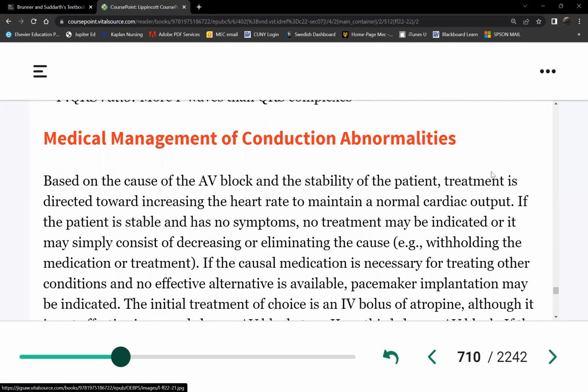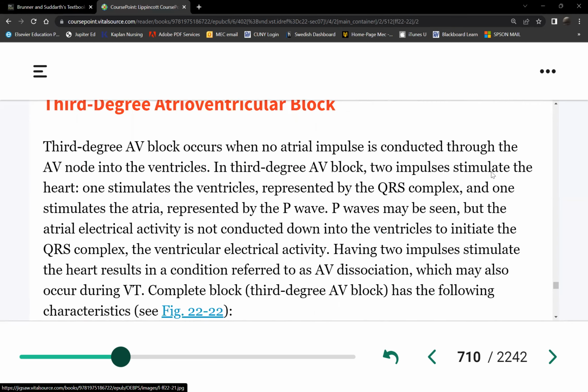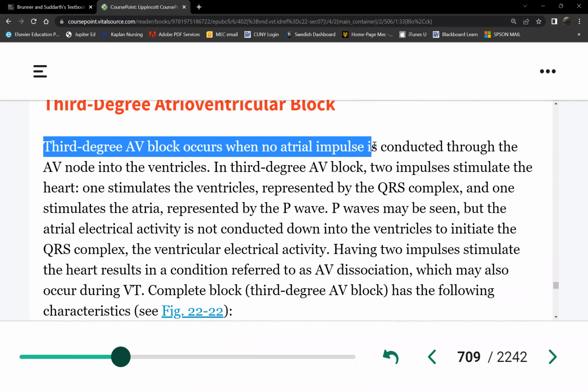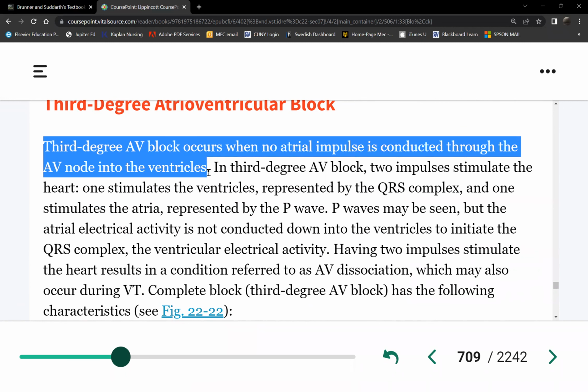Third degree heart block is the most serious. This is also called complete heart block, or some doctors call it complete AV dissociation. Look at the description. Third degree heart block occurs when no atrial impulse is conducted to the AV node, meaning is the SA node firing? All it's saying is no atrial impulse is conducted to the AV node. So is the SA node firing? Yes, it is. Is it reaching the AV node? No. It's completely blocked.